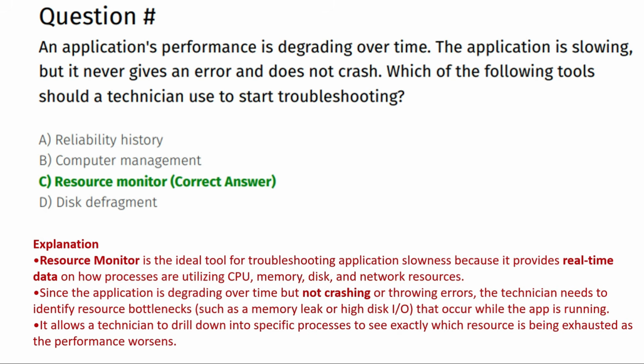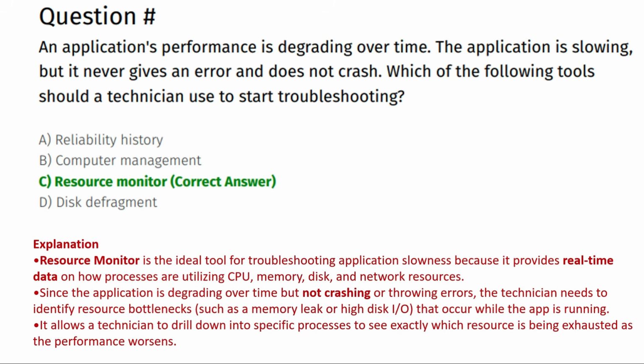So let's check the explanation. Resource monitor is the ideal tool for troubleshooting application slowness because it provides real-time data on how processes are utilizing CPU, memory, disk, and network resources. Since the application is degrading over time but not crashing or throwing errors, the technician needs to identify resource bottlenecks such as a memory leak or high disk input output that occur while the app is running.